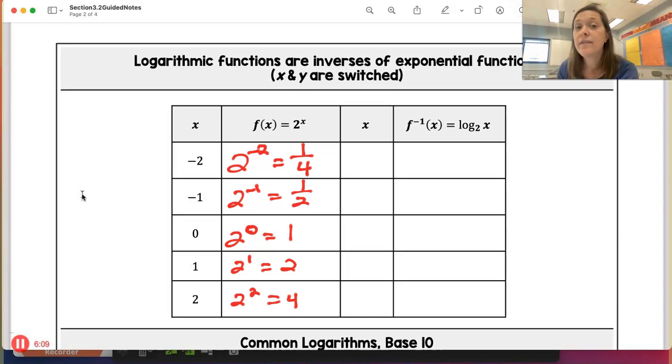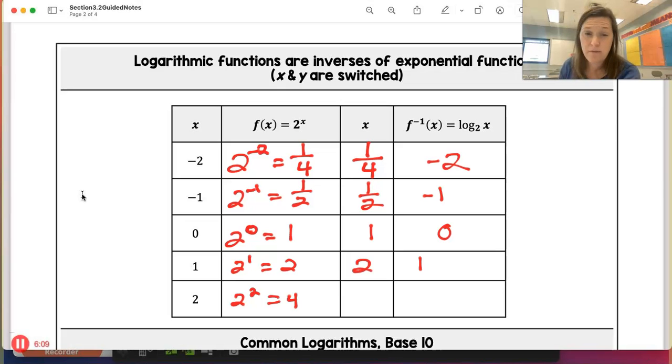So if I were to do the inverses of them, I would switch my x and my y. So my y was 1/4 on the exponential. So if I make 1/4 be the x in the logarithmic, then the output would be negative 2. 1/2 would be negative 1. 1 would be 0. 2 would be 1. And 4 would be 2. Okay, so you are just flip-flopping the x and the y's.